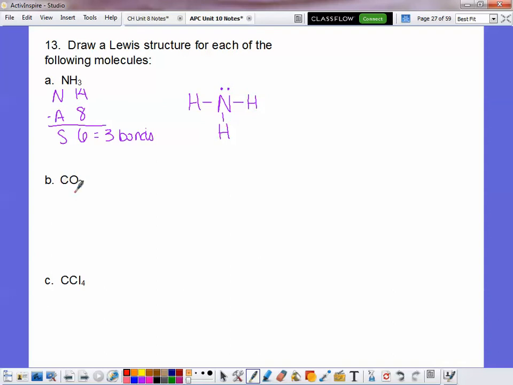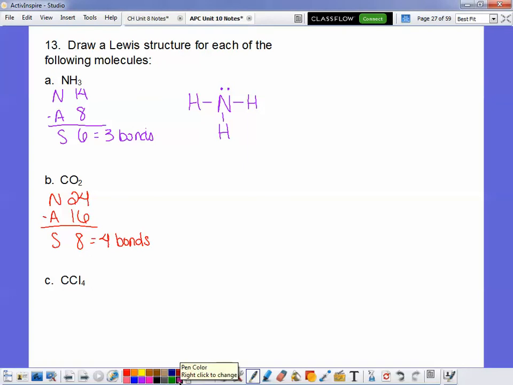All right, the next one, CO2. Needed. Carbon needs 8, and each oxygen needs 8. So total, 24. Available. Carbon has 4, each oxygen has 6, so that's a total of 16. So 24 minus 16 is 8. So we're going to share 8 electrons, and in order to do that, we're going to make 4 bonds.